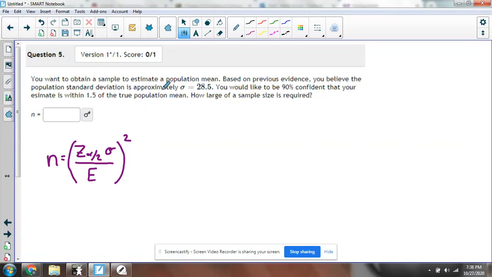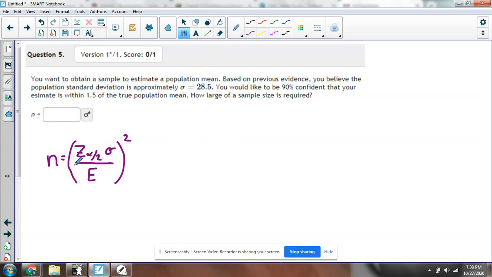Okay, so here's the first question you asked about, number 5. You want to obtain a sample to estimate the population mean. So I just took this equation straight from the notes and from one of the videos on our Blackboard page. This is telling you the sample size you want when you're looking for the mean and sigma is known. Okay, so we have z, sigma, the margin of error, or how close we want it to be, and then obviously squared. So we're just going to find out all these values.